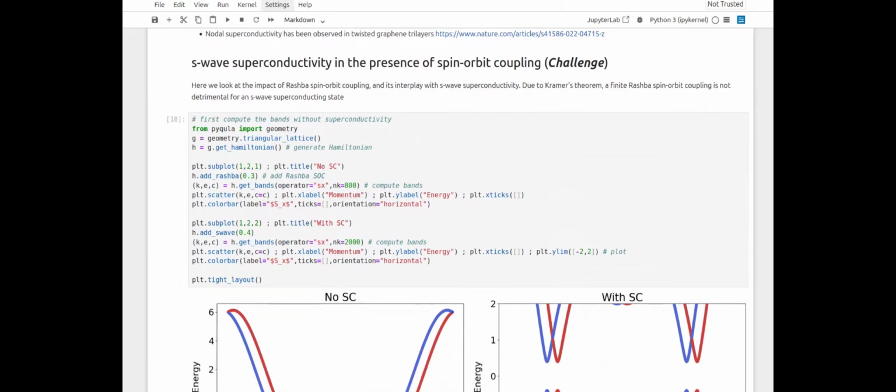Okay, so now we are going to move on to consider S-wave superconductivity in the presence of spin-orbit coupling. The bottom line is that spin-orbit coupling creates spin splittings in momentum space, but these spin splittings don't actually damage the S-wave order because they happen in opposite ways in different momenta.